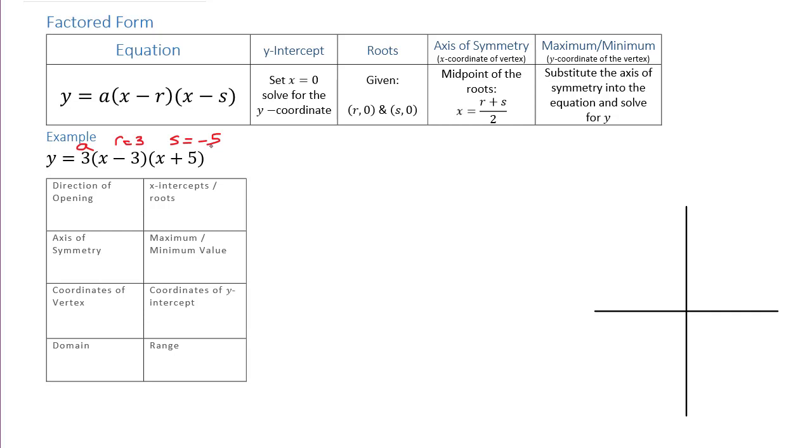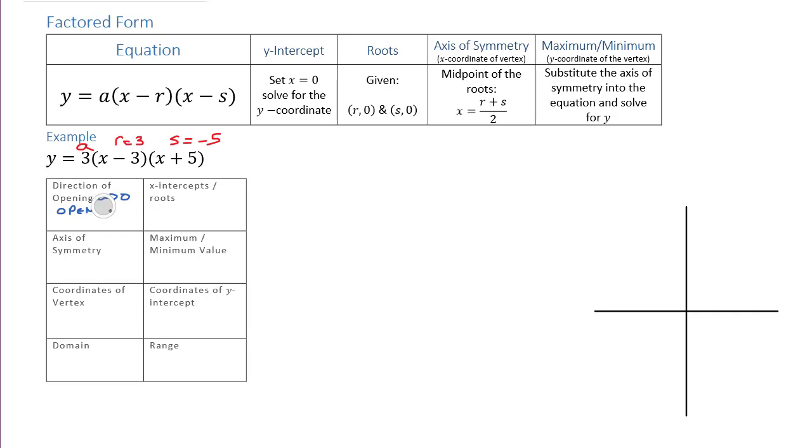Now, it doesn't really matter who's r and who's s. The fact is those are my roots. And a is always the same. It's always out front in all versions. So let's get a out of the way. We just said a is also positive again. So that tells us that this opens up.